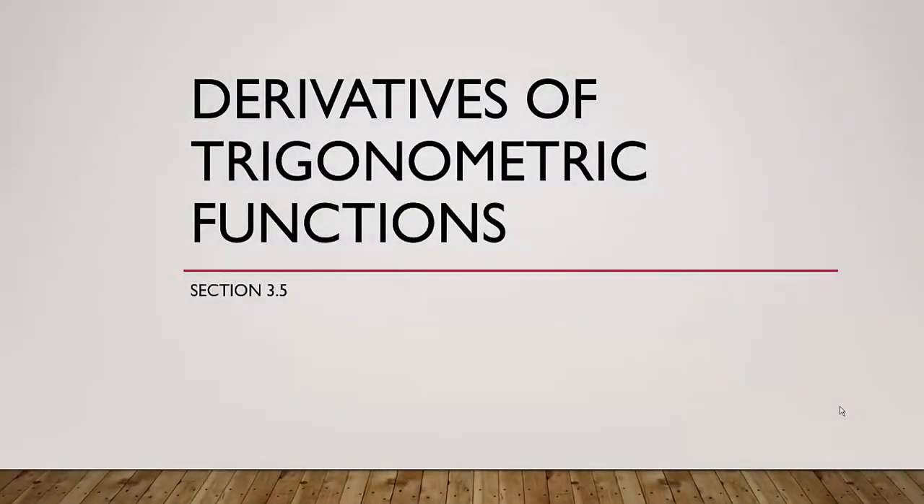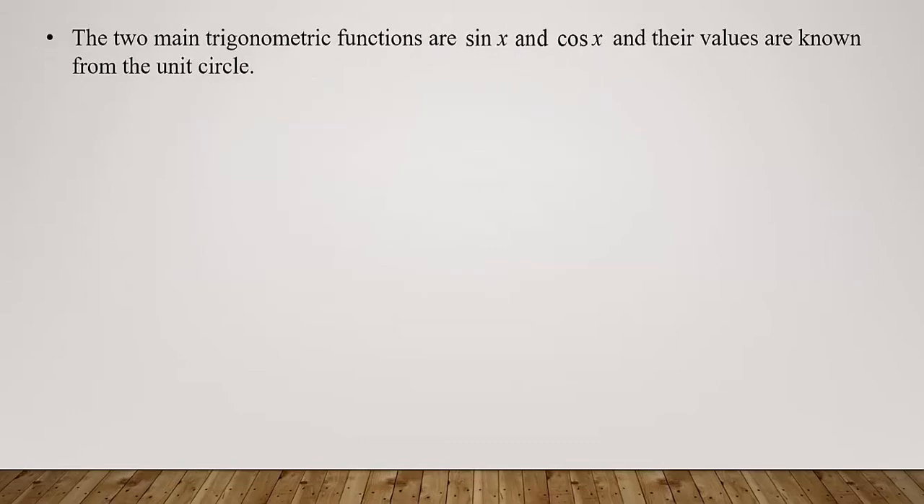All right, in this section, we're going to really expand our differentiation rules. In section 3.5, we're going to look at derivatives of the trigonometric functions. The two main trigonometric functions are sine and cosine, and their values are known from the unit circle. Think about it, folks. If you know sine and cosine, you really know everything, because tangent is sine over cosine, and then cosecant is the reciprocal of sine, secant is the reciprocal of cosine, and cotangent is the reciprocal of tangent. Or you could also say cotangent is cosine over sine.